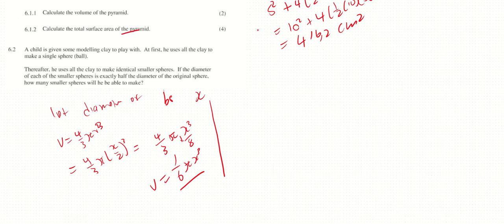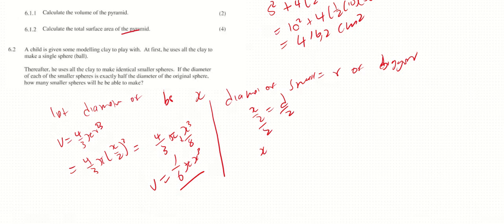Let's check now. They said if the diameter of each of the smaller spheres is exactly half of the diameter of the original sphere, so that means the diameter of the smaller sphere is equal to the radius of the bigger sphere, which is x/2. Then we divide it by 2, so x/4 is the radius of the smaller sphere.